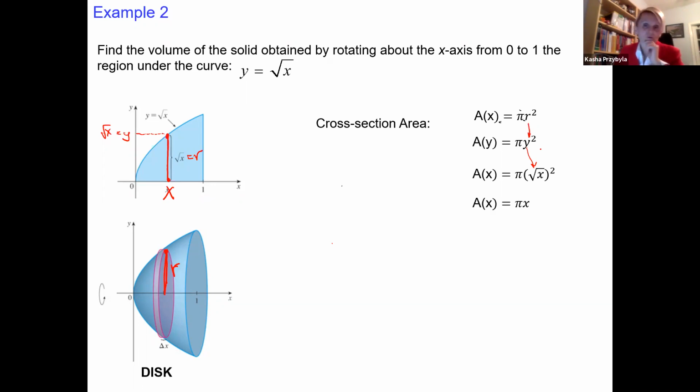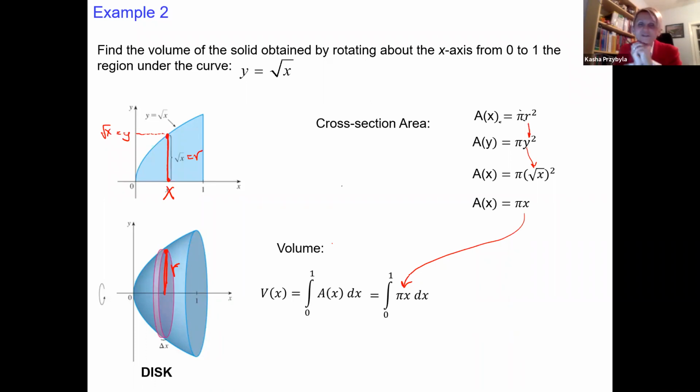Of course, square root of x squared is x, and the volume is just the integral. We are simply integrating pi x. I think I can give you a minute. Do you think you can give me the final answer? What's the integral of x? Evaluate from 0 to 1 and multiply by pi. Everybody can type. I will not tell you if this is correct.